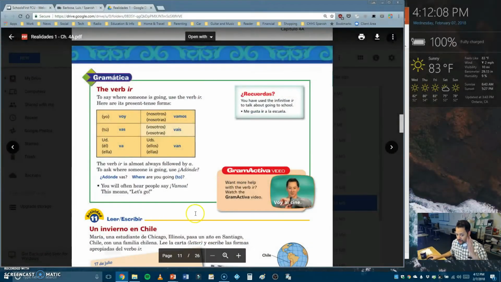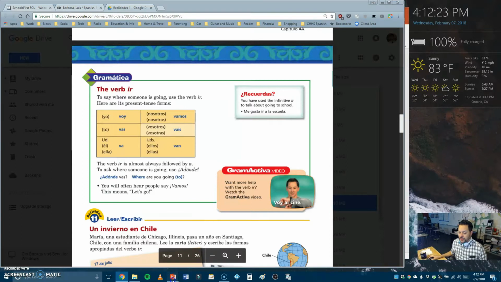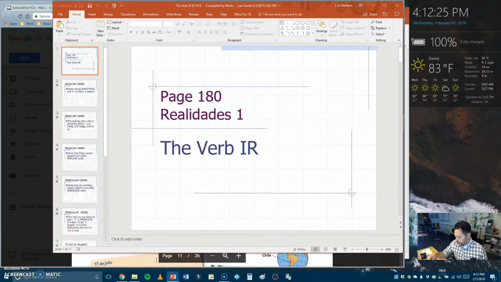So let's get right to what's going on in this video. Thanks once again for checking in with Señor Barbosa for Chapter 4A Grammar. Yeah, Chapter 4A Grammar, ladies and gentlemen. Here are the grammar lessons you need to know for Capítulo 4A. Let's start with the verb ir. All right, so the verb ir means to go.